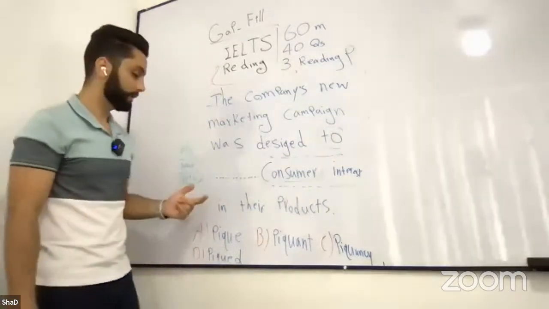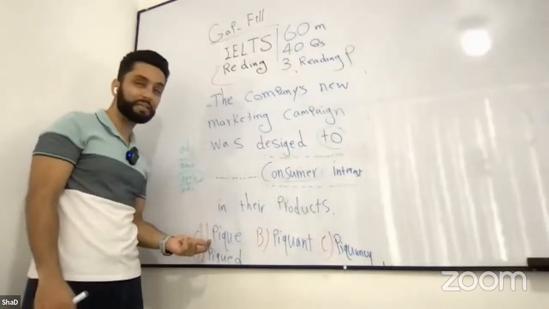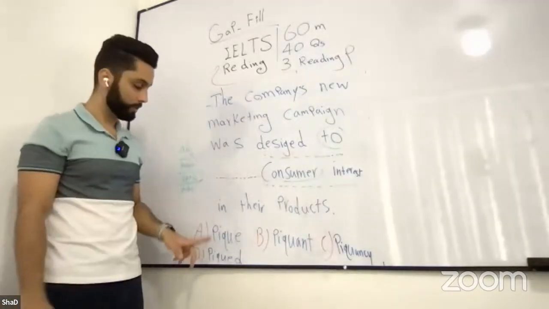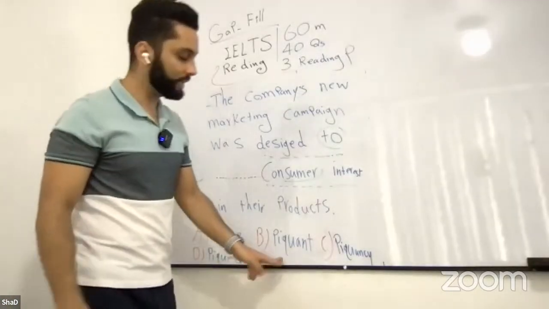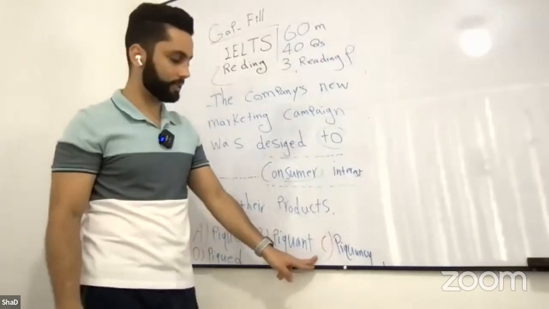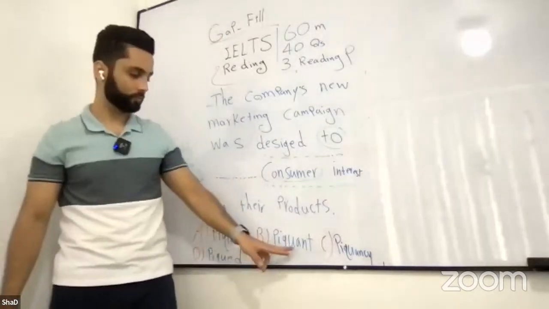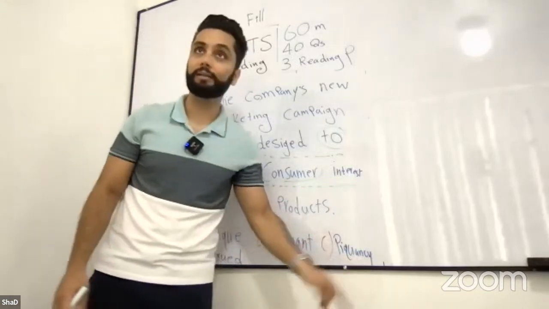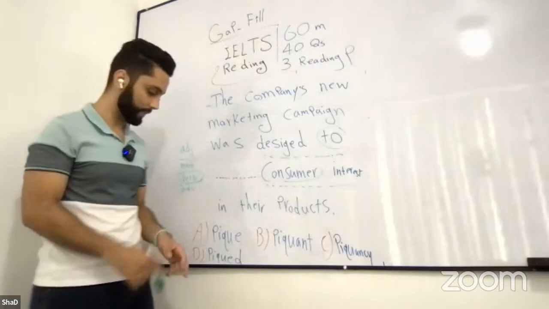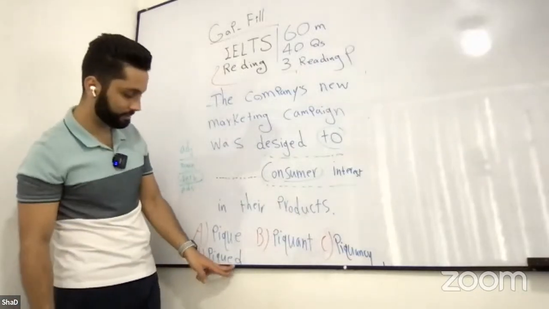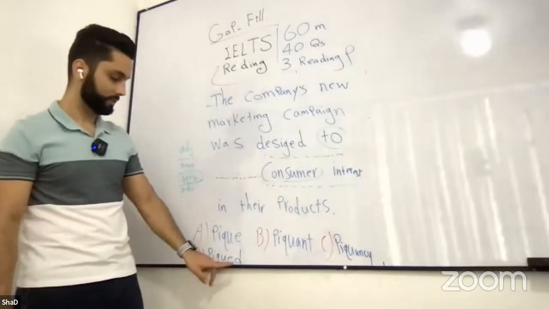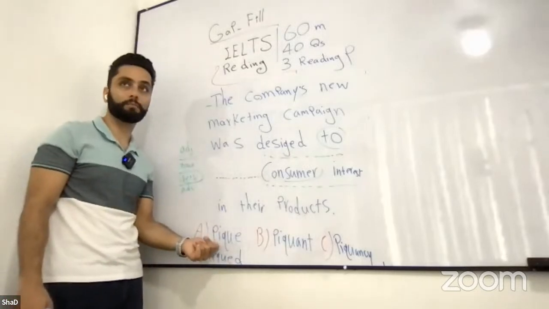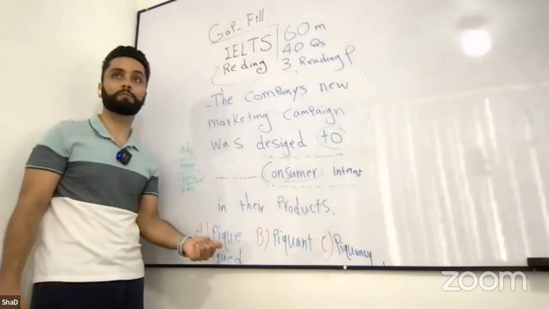Peak can be a noun. To peak could be a noun. It can also be a verb. So think about that. Piquant, A-N-T. So what do you think this one is? This is an adjective. Piquancy is a noun. And then peaked is the past form of the verb, in the case that peak is a verb.